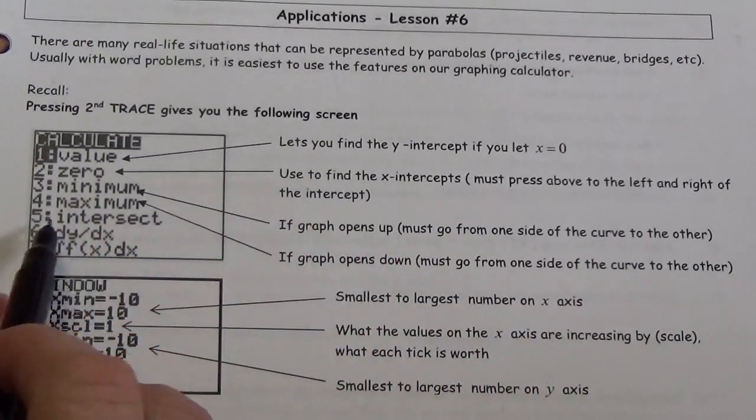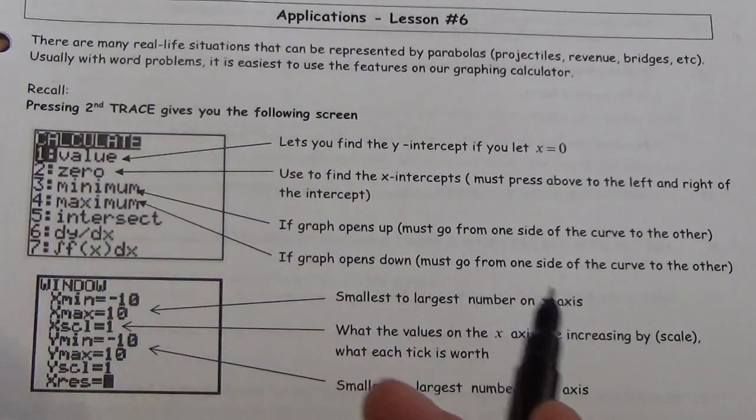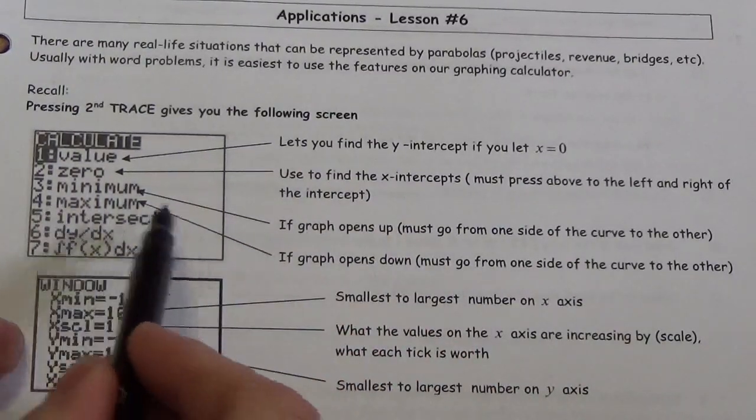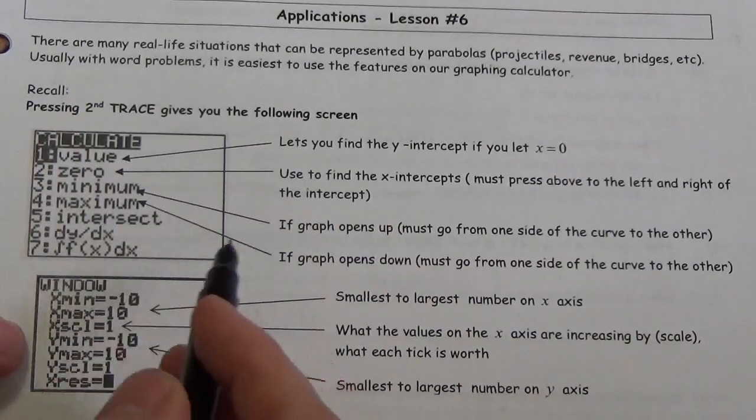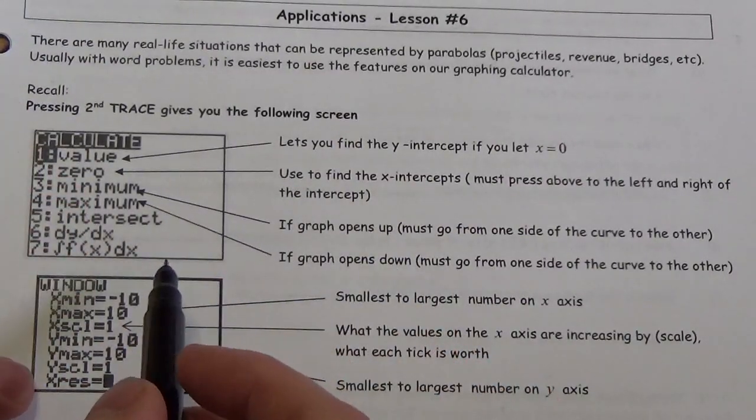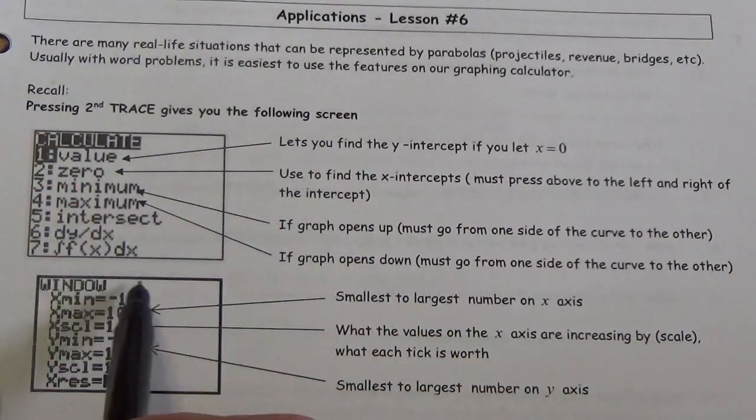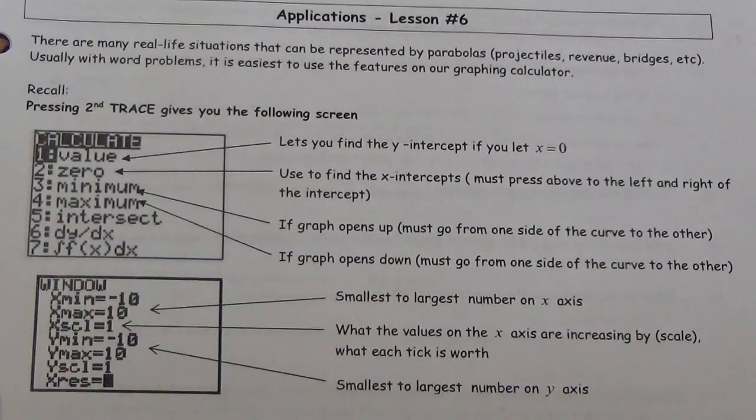The next few here: intersect is what you use if you've got two different functions and you're looking for where they overlap. This is not intercept. Sometimes people think you use this function to find an x-intercept or a y-intercept, but this is only if you've got two functions and they're crossing and you're looking for that point of intersection. And these last two are calculus tools, so we're not even going to worry about those.